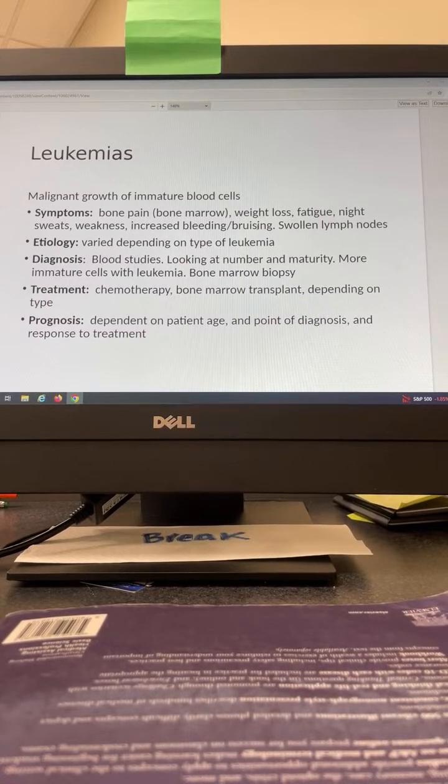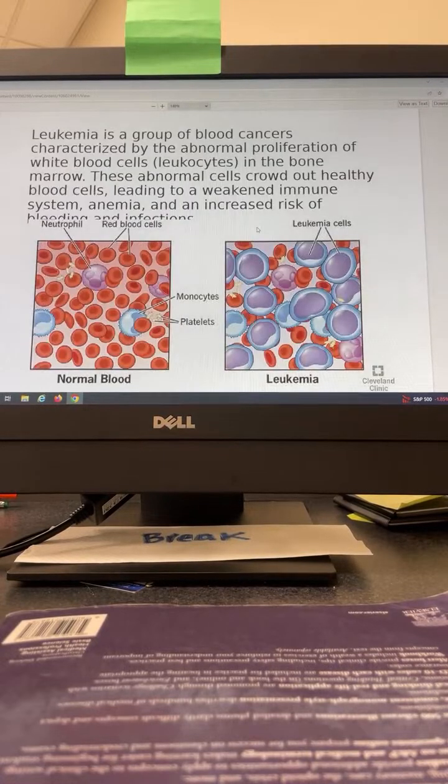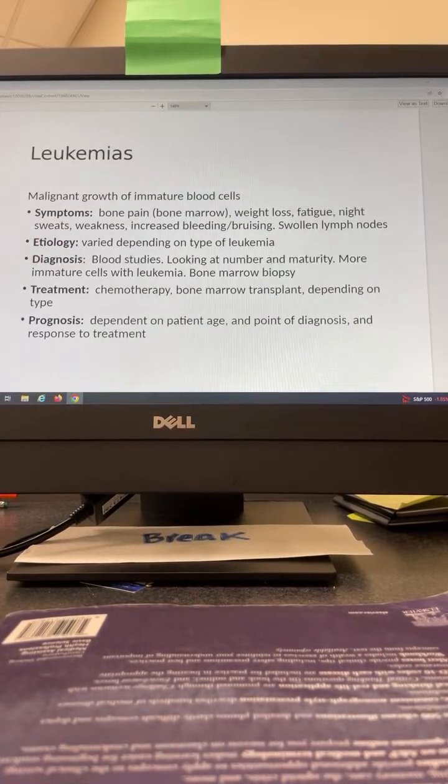You can do a bone marrow biopsy. You've probably heard of a bone marrow transplant before, where people get bone marrow from donors to help treat it. Chemotherapy can help too. We won't go into all the different varieties of leukemia, but basically it's just cancer of the blood cells. Does that make sense? Any questions about this one?